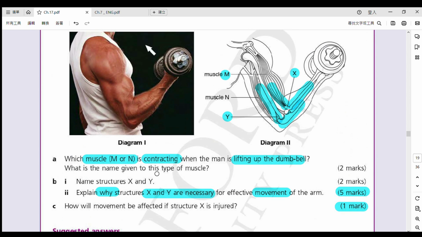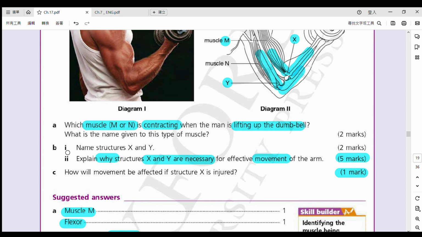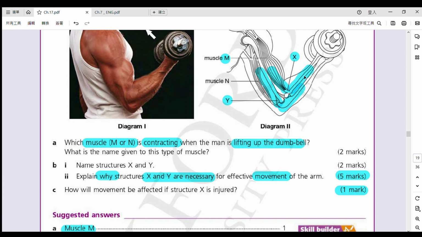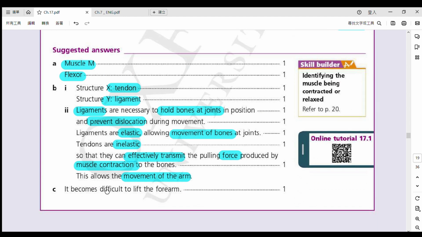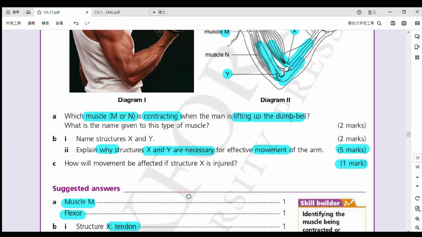But for this one, part C, please put a small star. I'm also teaching you another type of question. It asks what will happen to the movement if X, the tendon, is injured. The answer is that it will be more difficult to move. You may also write it is more difficult to lift up the forearm, or more difficult for the arm to move.